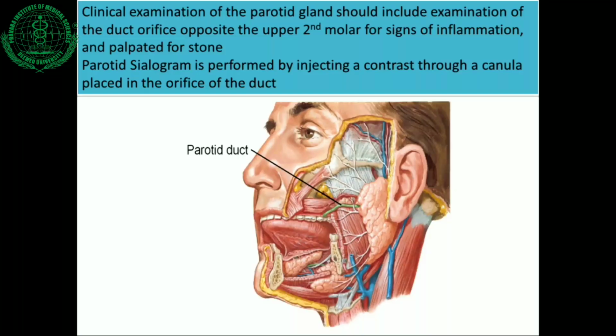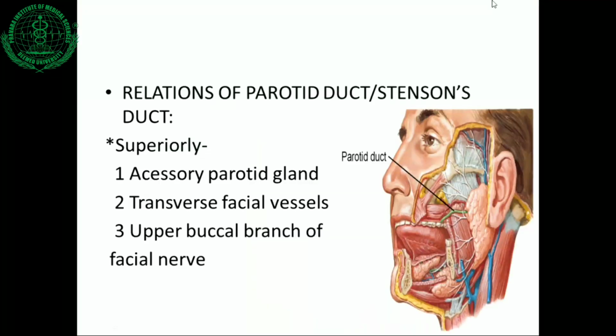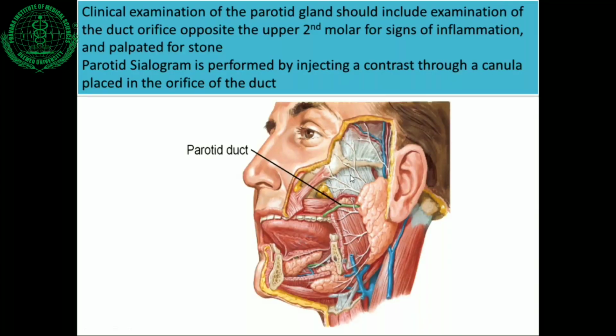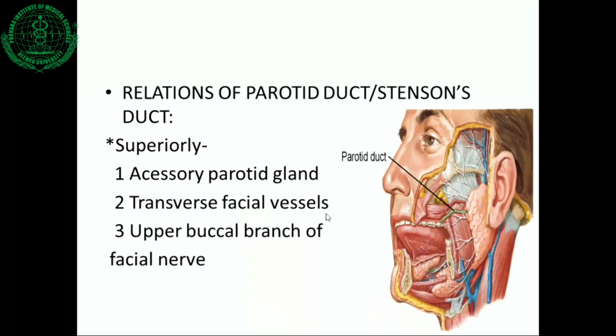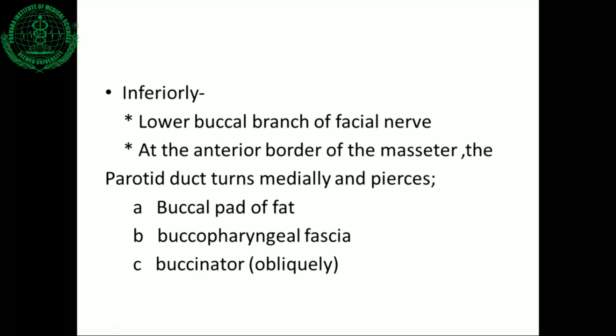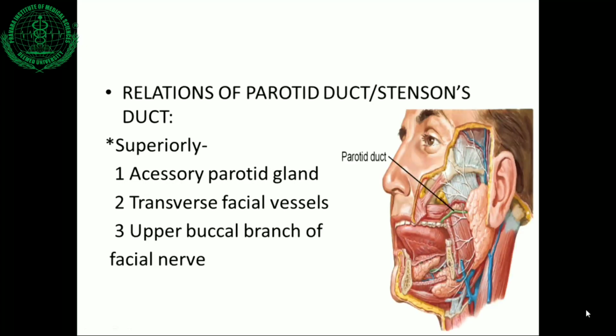So here all of you are able to see the green colored parotid duct which opens opposite the crown of the second molar tooth, and the parotid duct pierces the buccinator muscle of the face. Then after this, now regarding the relations of the parotid duct.